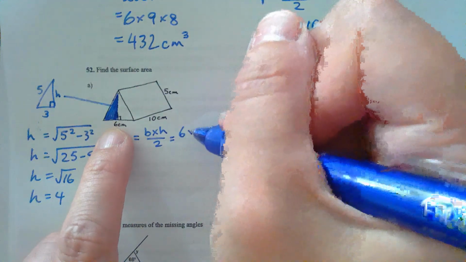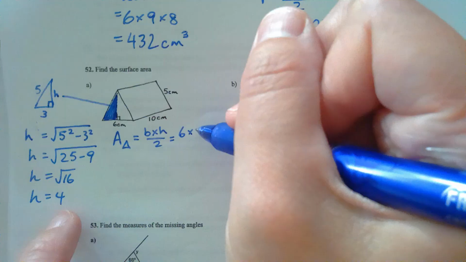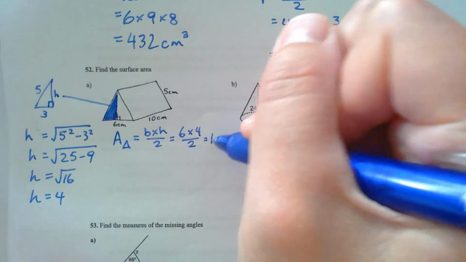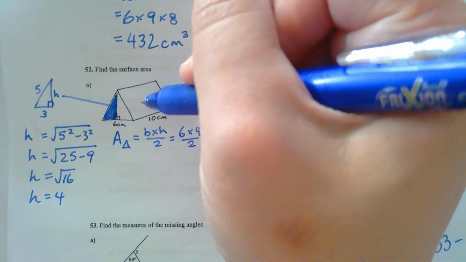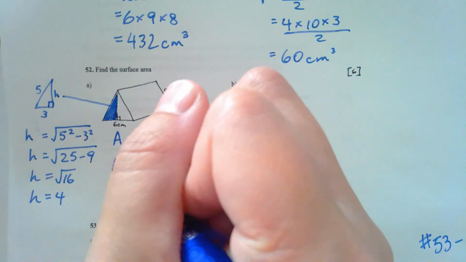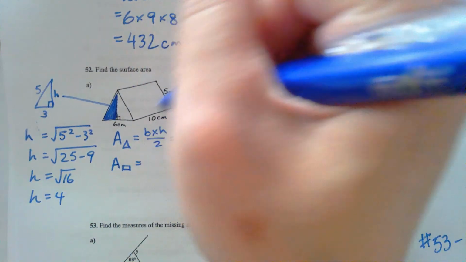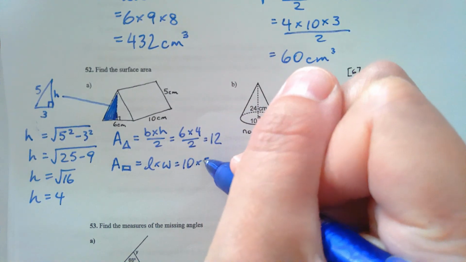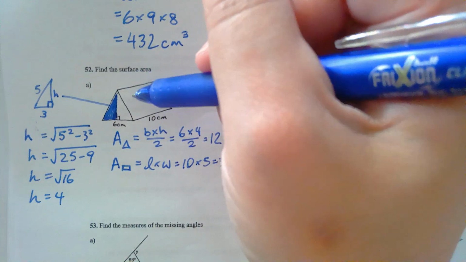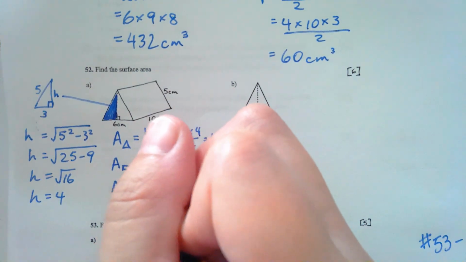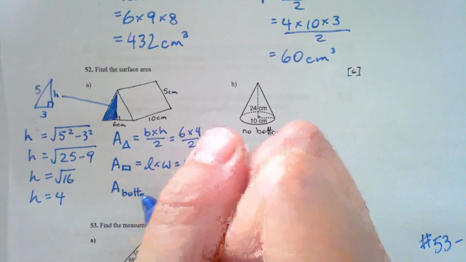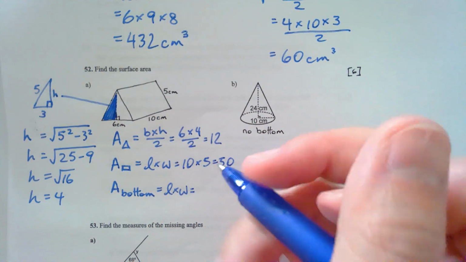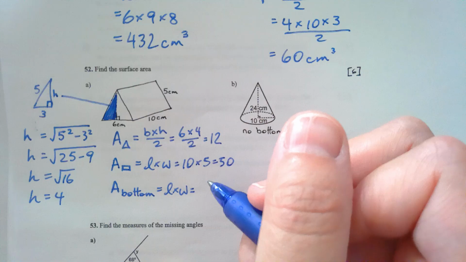Remember, you're looking at the big picture. 6 times 4 divided by 2. So you get 12. Good. This side, the rectangle on the side right here, it's length times width. It's just a rectangle. So 10 times 5, which is 50. And then the bottom, the base, is also another rectangle. What's the dimension of the base? 6 times 10.